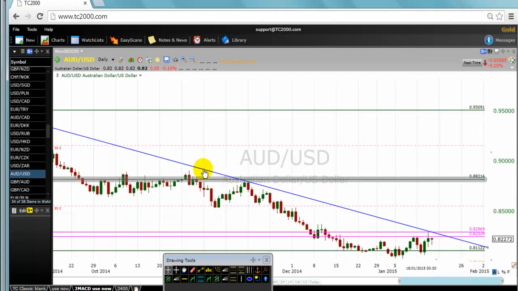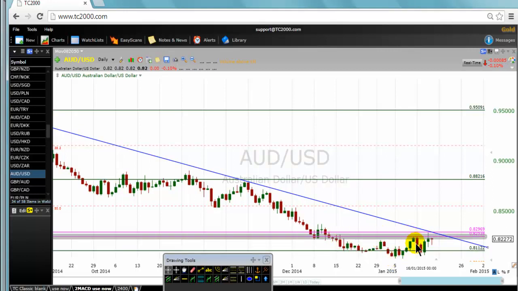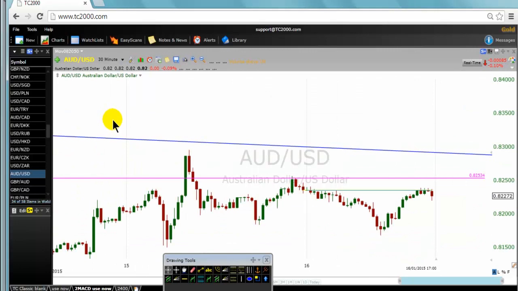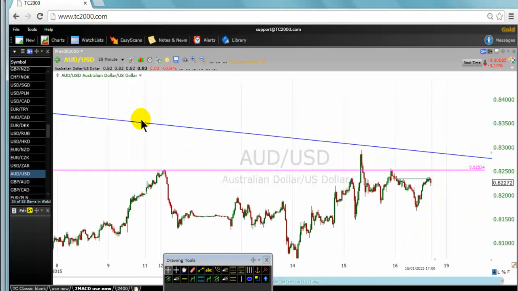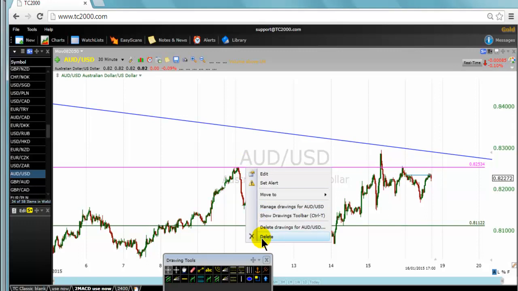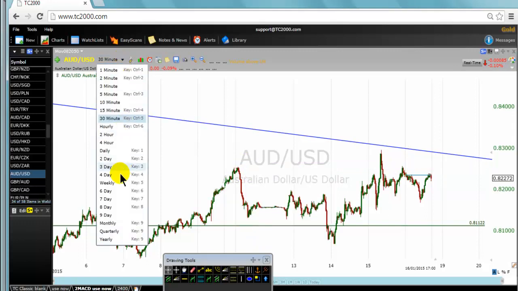So on a daily chart, the price is below the bearish trend line, and also we have a kind of consolidation here between the first pink line. Now I have two pink lines. Let's go to the 30-minute chart. I want to remove this pink line, because I have another pink line there. And I'll go back to my daily chart.